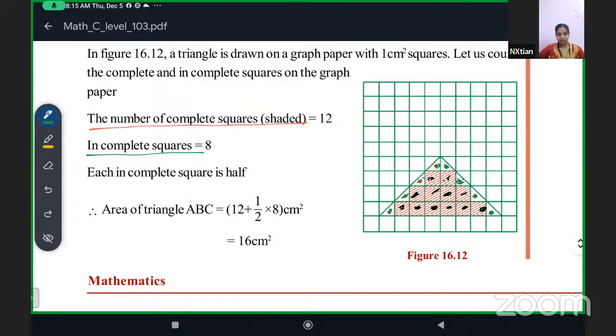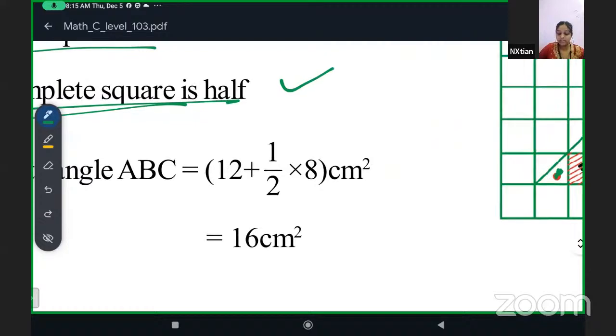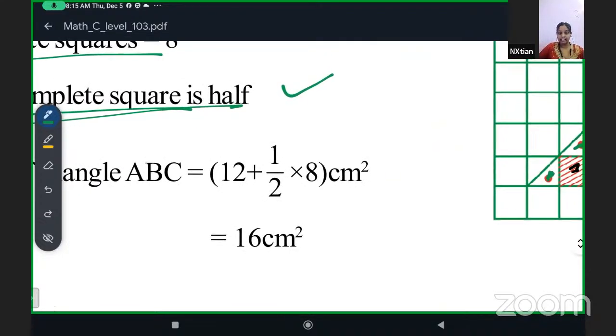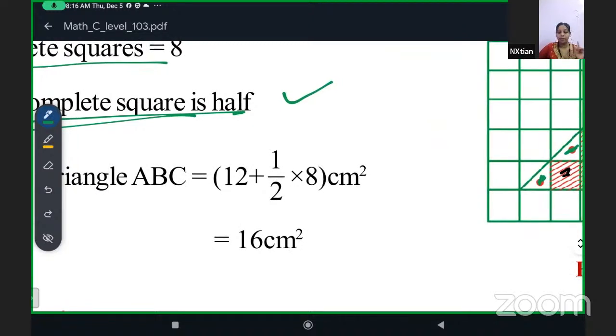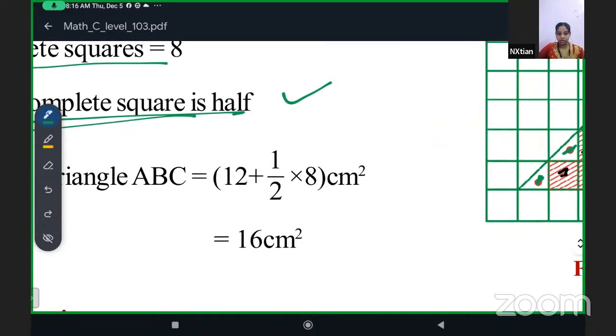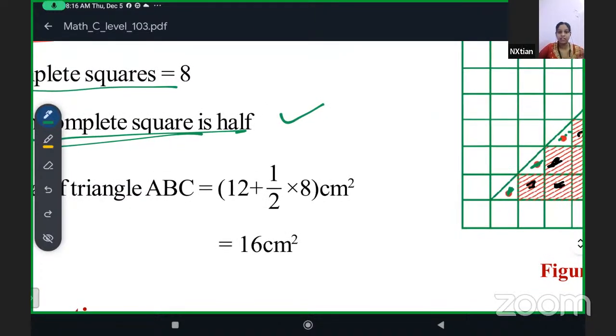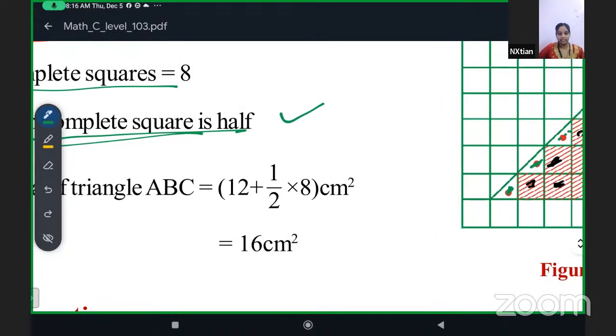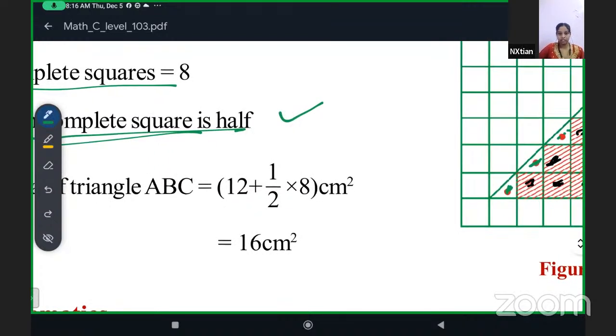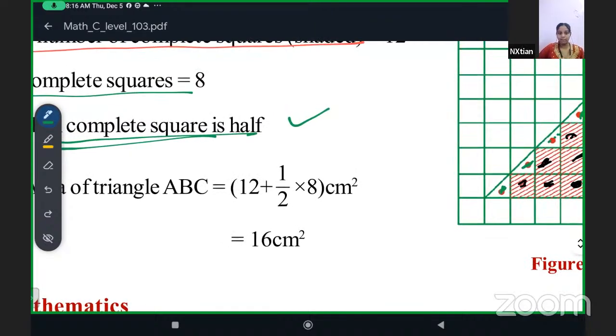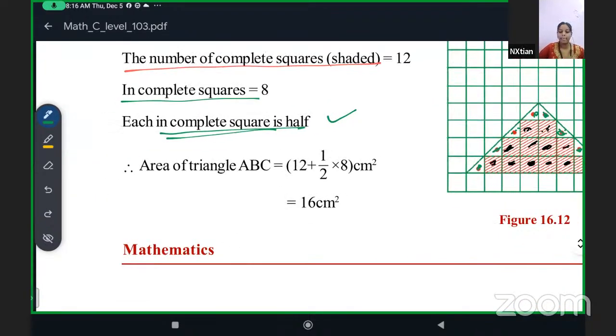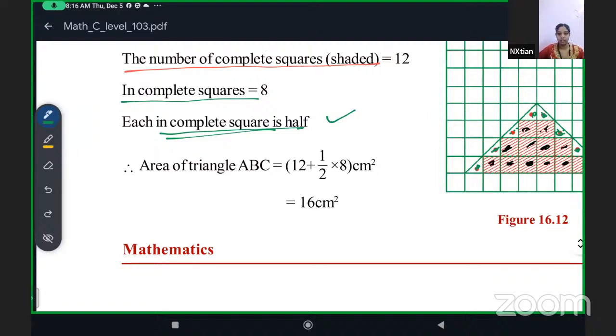Now each incomplete square, like Edric said, is half. So what we do to find area of such a triangle, we take the complete squares and add the half of 8. Why? Because the 8 squares are incomplete. So we do 12, that is complete squares, plus half into 8, the half part of the incomplete squares. So we will have an area that is 16 centimeter square. Hope it's clear to you.